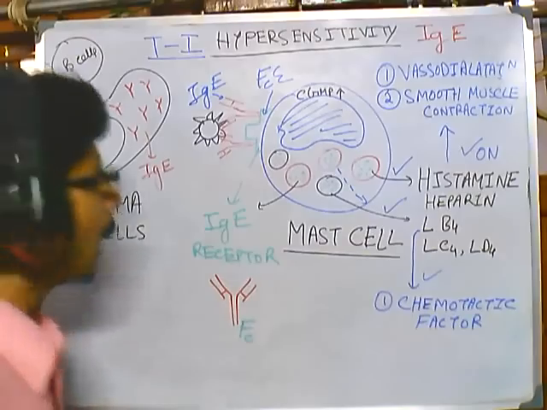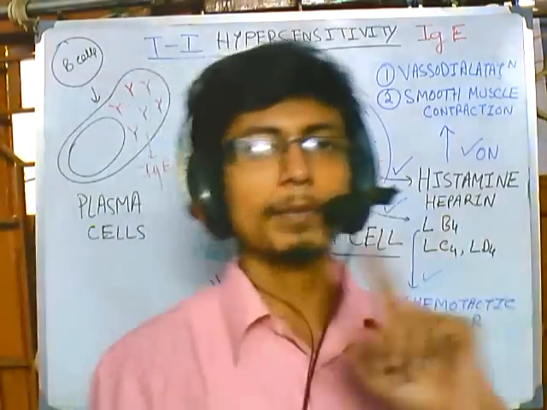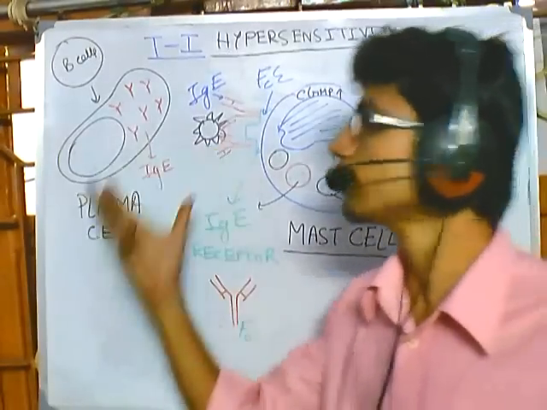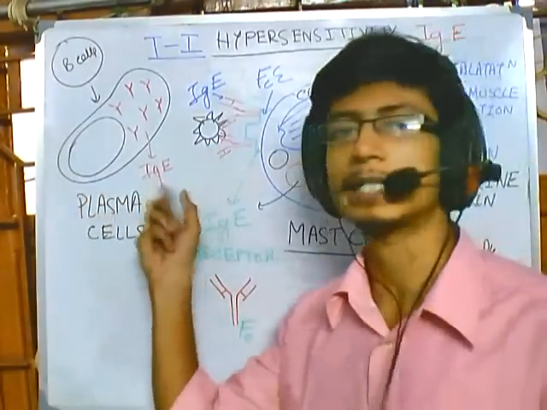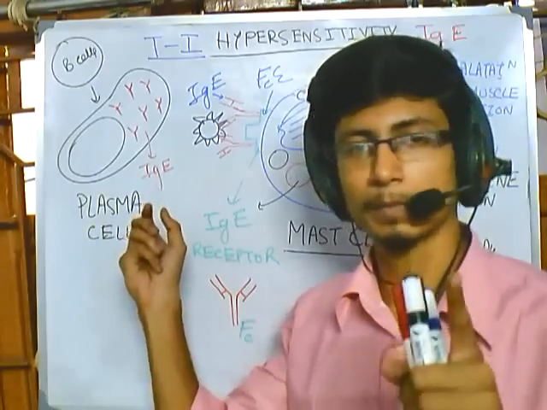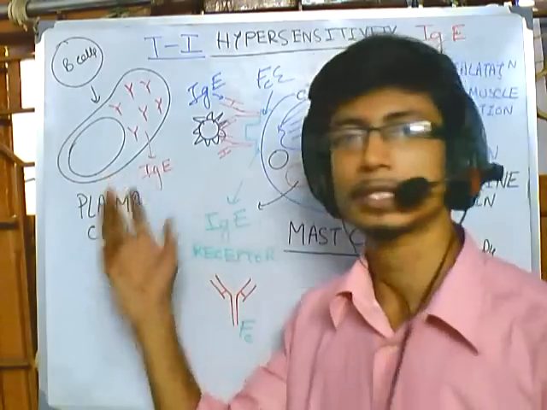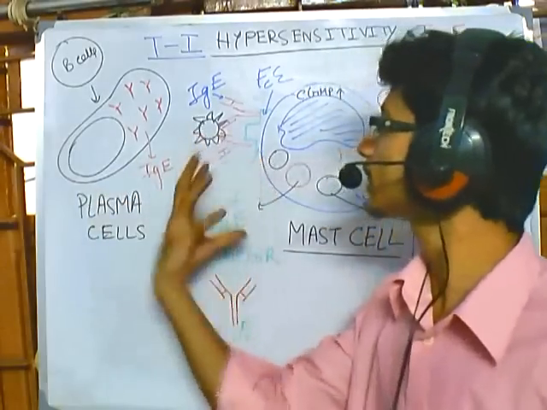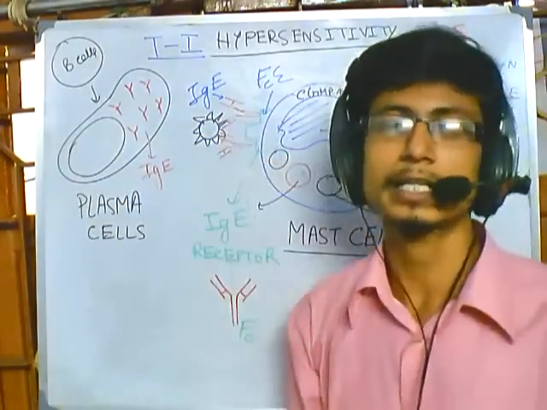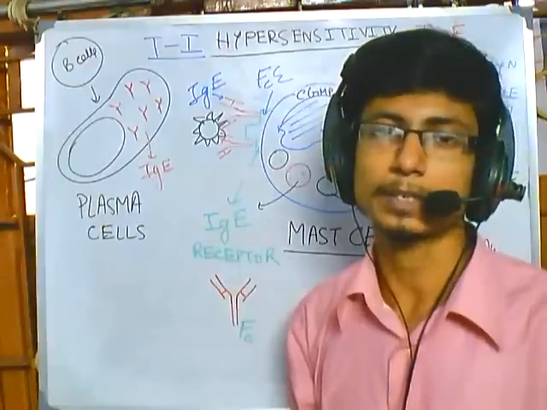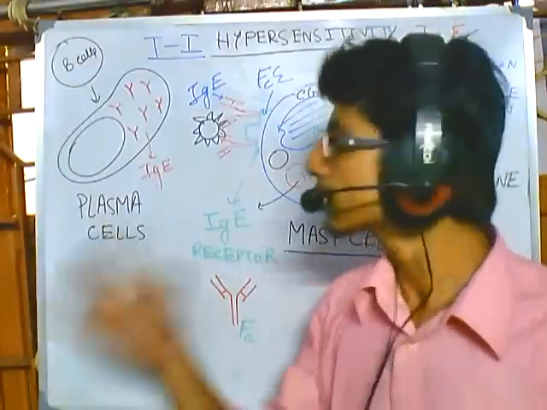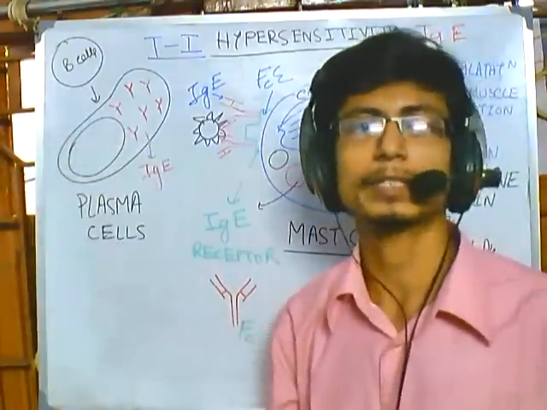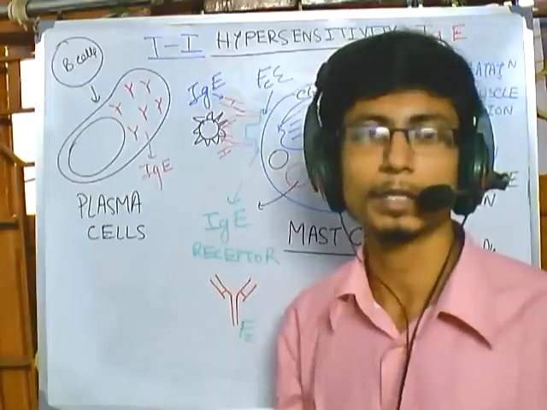Now for catching type 1 hypersensitivity, the individual must have a lot of mast cells. Remember, they must have a lot of plasma cells who are destined to produce IgE. That's why all of these IgEs can come and sit onto the mast cells and can start doing this type 1 hypersensitivity. Now why do some people have plasma cells producing a lot of IgE, while some people do not?